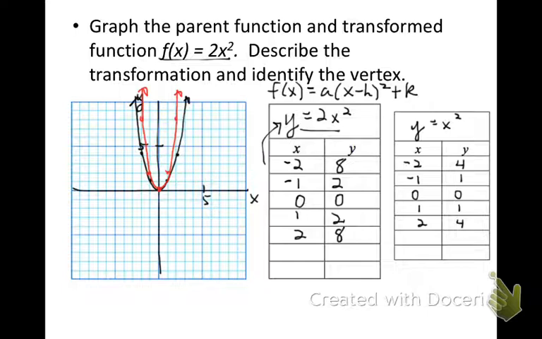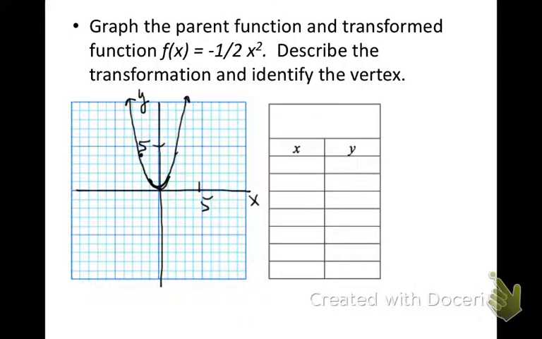Now we're going to describe this transformation, and we're going to use one of our vocab words. And so this will be a vertical, and it is narrowing. I'm going to abbreviate here. So we're going to call this a vertical stretch. And then our vertex we have identified as 0, 0, because those are the h and k values in the equation.